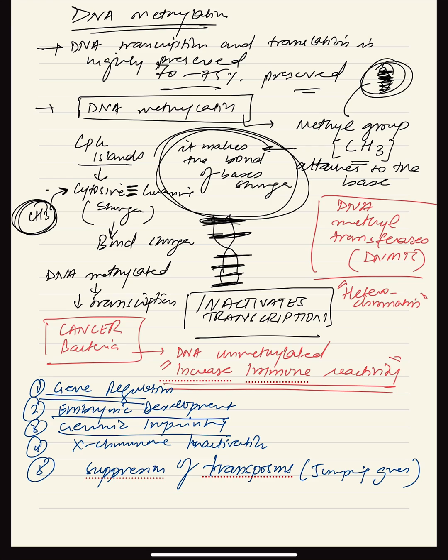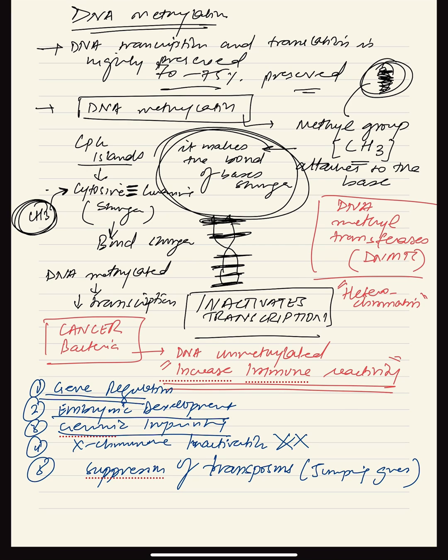X chromosome inactivation, like in females, we have XX, right? So one of the X chromosomes is going to be silenced to balance the gene dosage with the males, so that's also having some impact of methylation. Then control of these jumping genes: there can be differences or variability going on with the genes and sequencing, so these jumping genes can be easily silenced with this methylation, ultimately preventing mutations, right?